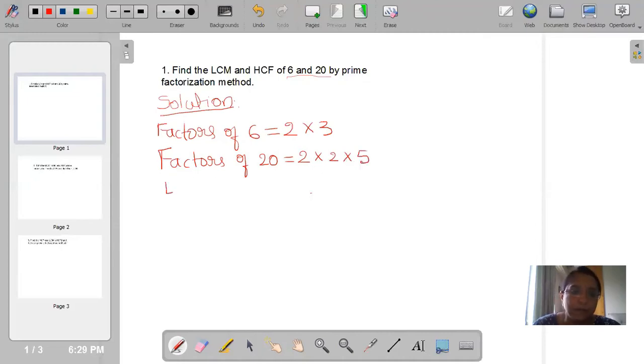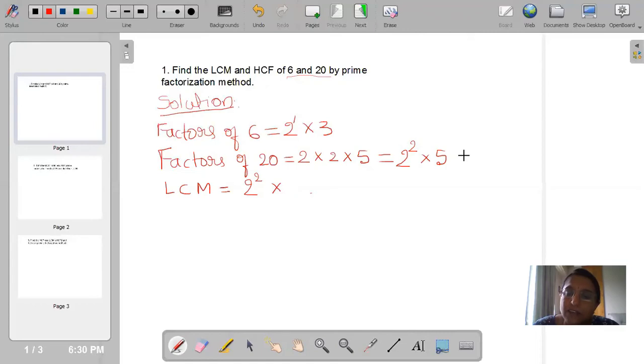Then LCM. What is LCM? It is the highest power of the terms. Here 2 into 3, and this one I'll write 2 square, means 2 raised to 2, into 5. For LCM, you have to take the highest power of the terms. Here 2 raised to 1 is there. Here 2 raised to 2. Which one is highest? 2 raised to 2 is highest. So write 2 raised to 2 into 3 raised to 1.